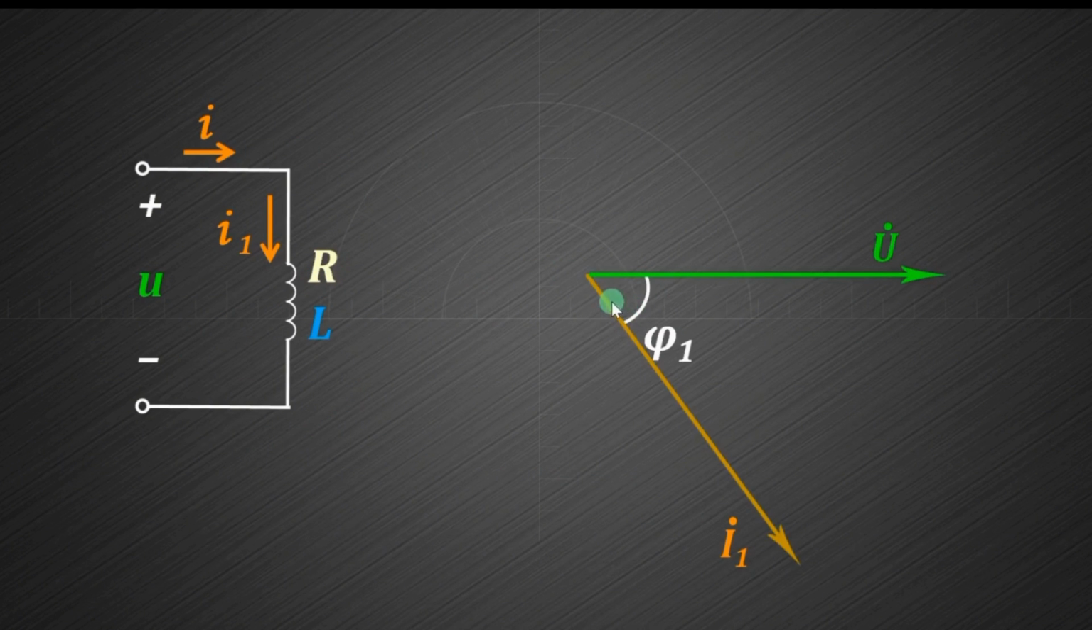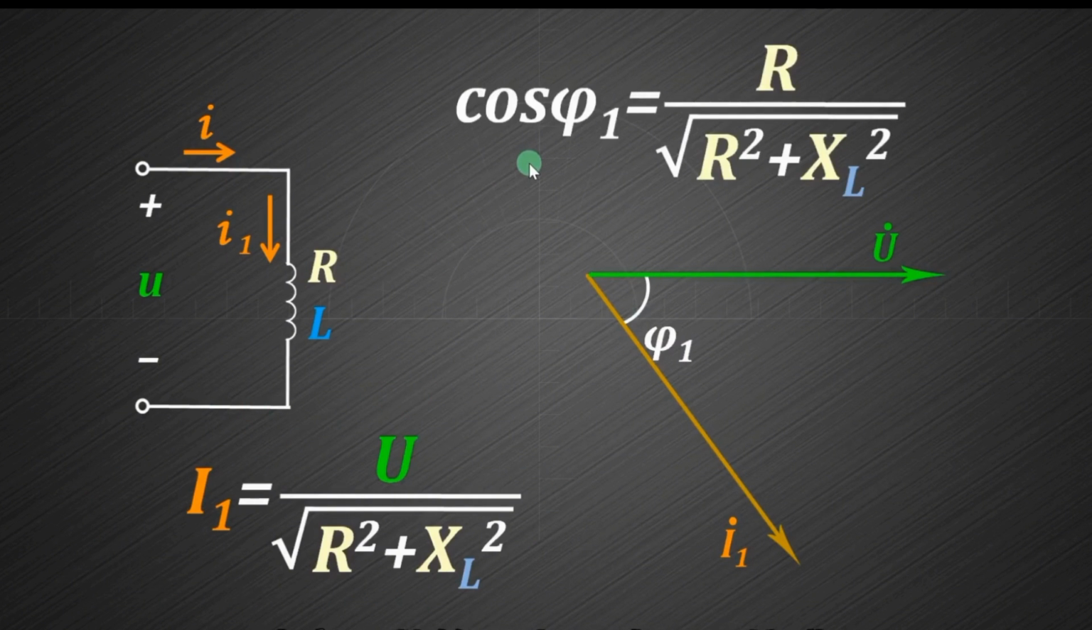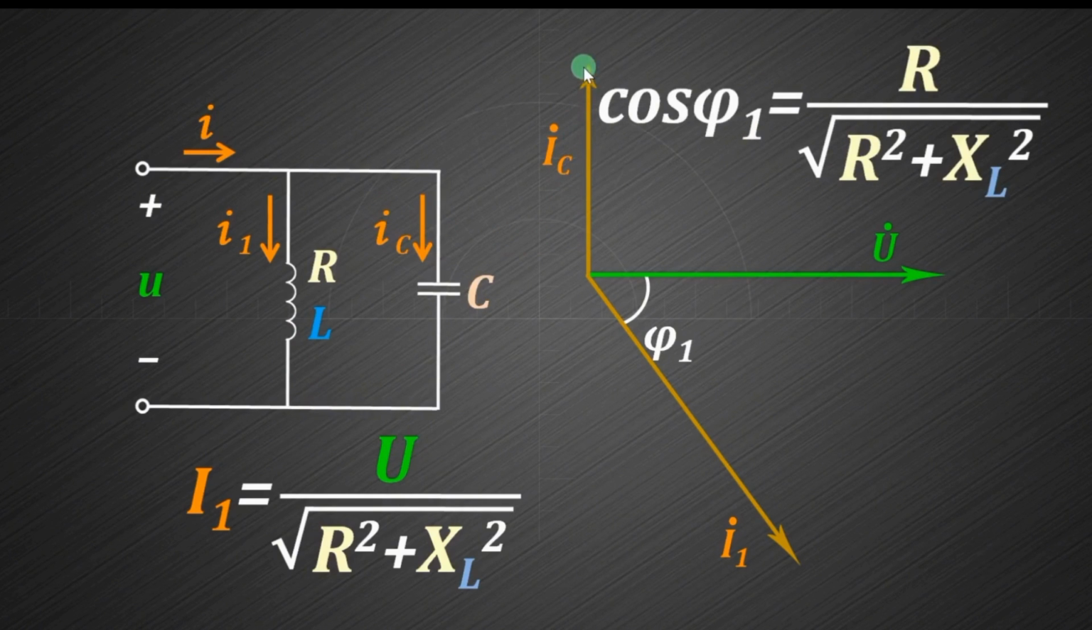This is an inductive circuit without a parallel capacitor. Its vector diagram shows current IE as voltage divided by impedance magnitude, and power factor as resistance divided by impedance magnitude. We connect a capacitor in parallel, which generates a current IC. The sum of IC and IE equals the current I, and the current IE remains unchanged.